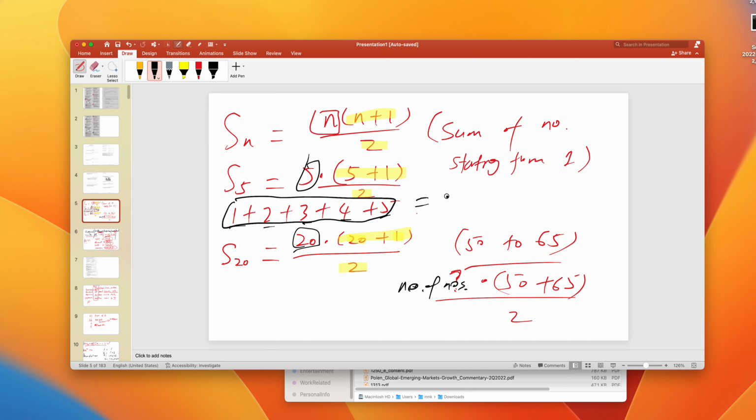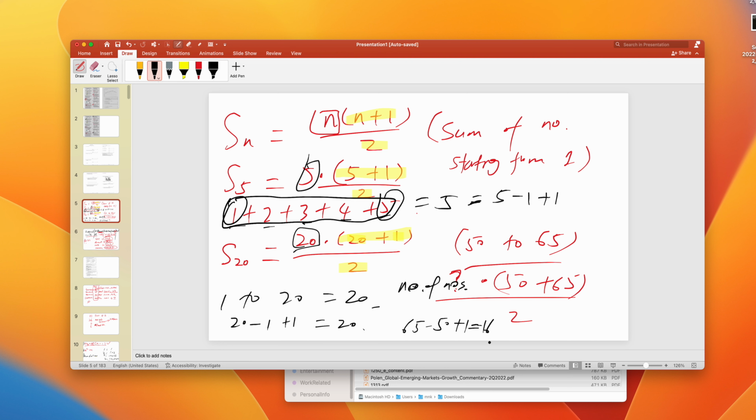1 to 5 is 5. 1 to 20 is 20, right? So how do you get this 20? It's actually 20 minus 1 plus 1. And this is 5 minus 1 plus 1. So it's always the last minus the first plus 1. Similarly, 65 minus 50 plus 1. So the answer is 16.